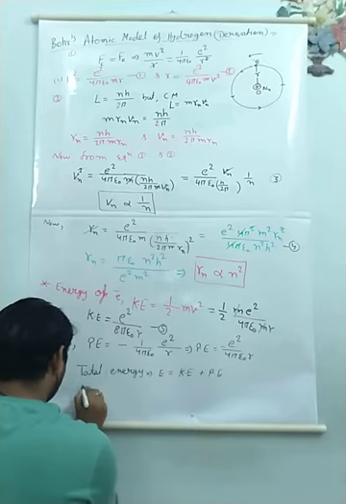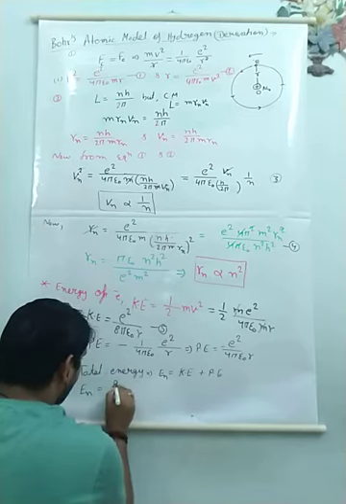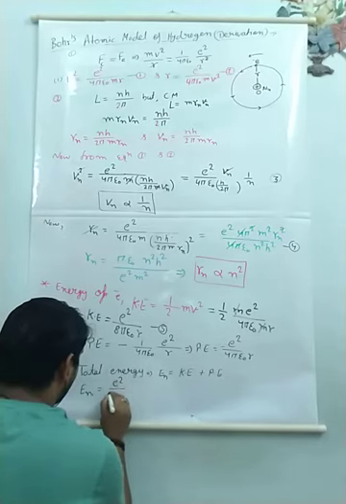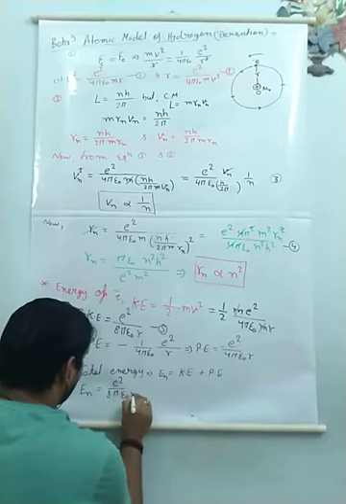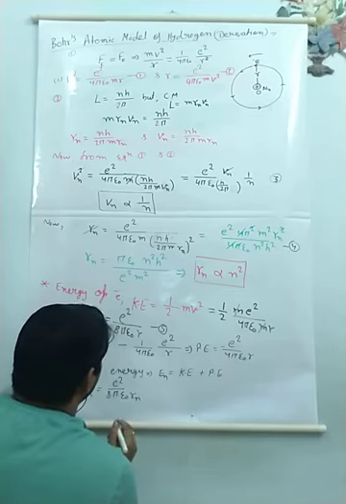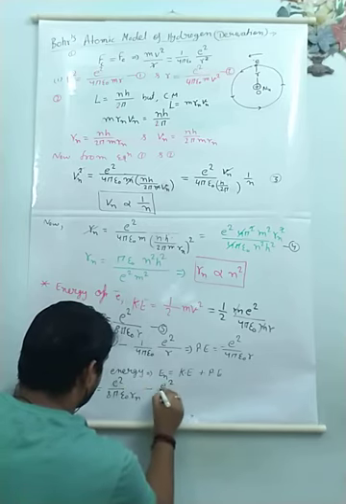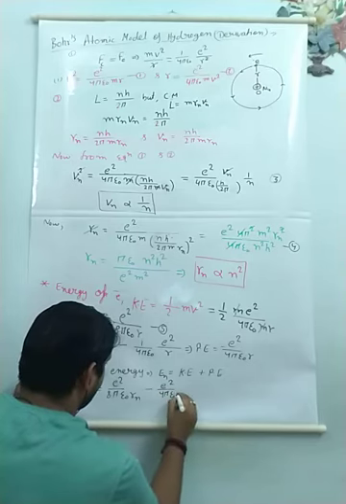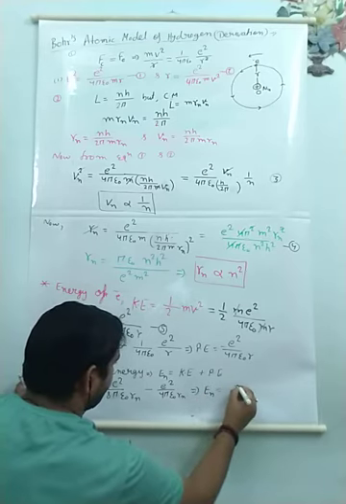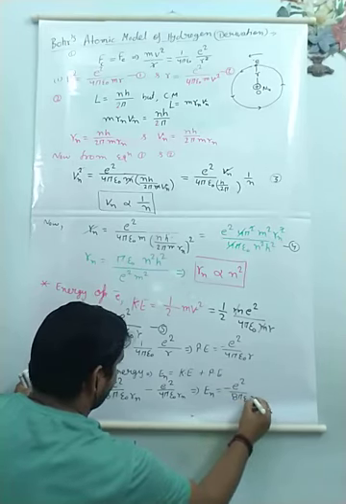On putting the values, we get the energy of the nth orbit is e square upon 8 pi epsilon naught Rn minus e square upon 4 pi epsilon naught Rn. On taking LCM, we get the energy of the nth orbit is minus e square upon 8 pi epsilon naught Rn.